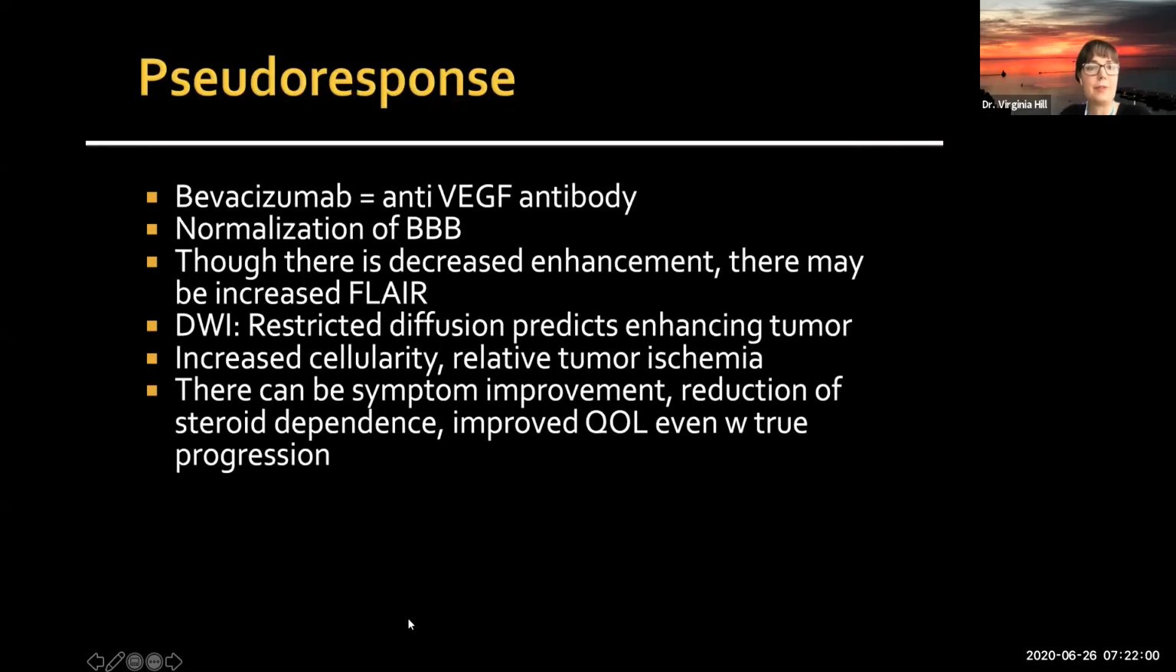So pseudoresponse occurs after receiving bevacizumab, which is an anti-VEGF antibody. You will see normalization of the blood-brain barrier. Though there's decreased enhancement, there may be increased flare signal. The DWI will show restricted diffusion, and this can predict the enhancing tumor to come later after the patient is off of bevacizumab, or even sometimes while they are still on it. You will have increased cellularity and relative tumor ischemia.